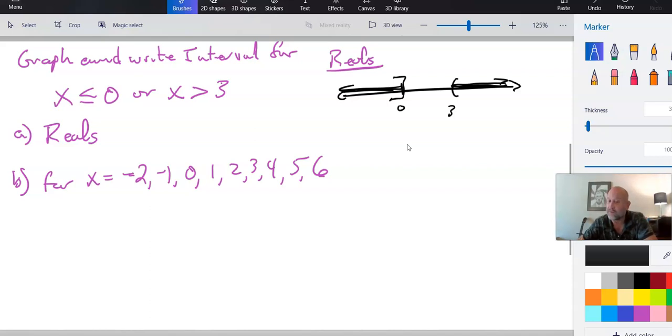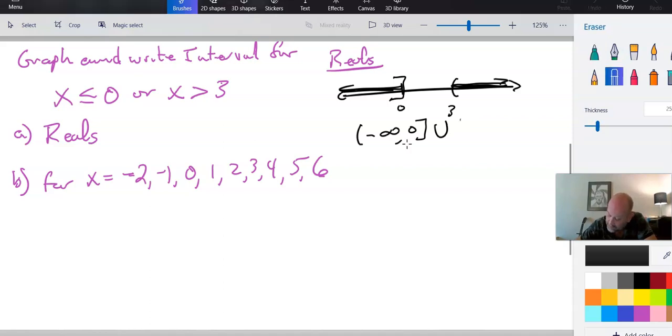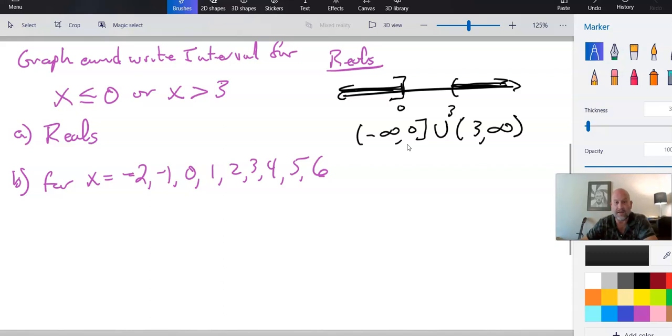And then if we're using real numbers, we need to talk about the interval. So the interval would be negative infinity up to 0. And I want to union that with, oops, I want a round bracket here at 3, and 3 goes up to infinity, right? Then, for the discrete case, all this was what part A looks like, and then part B is for these numbers. So basically, we just want to check these numbers one at a time and see which ones satisfy at least one of these two things.